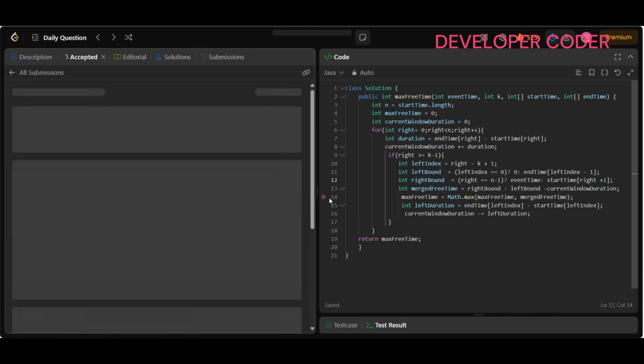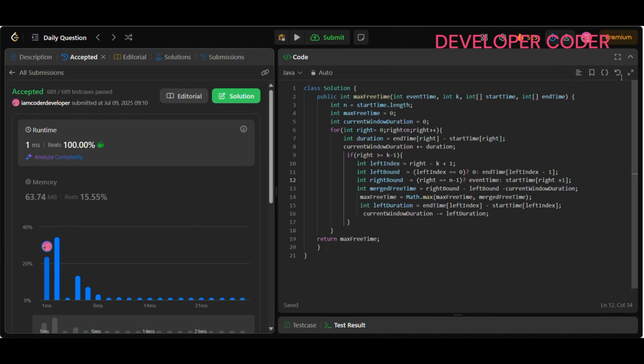So this is the approach too, if you don't want to use the prefix sum. It is also very simple, right?